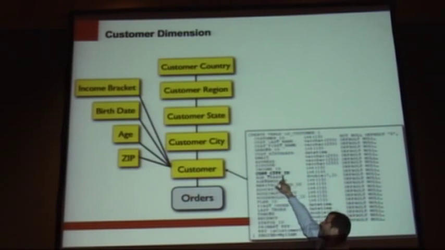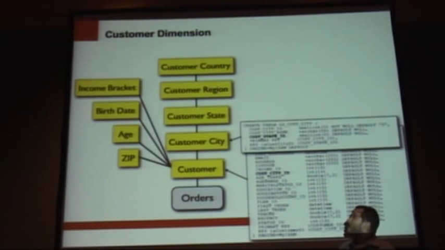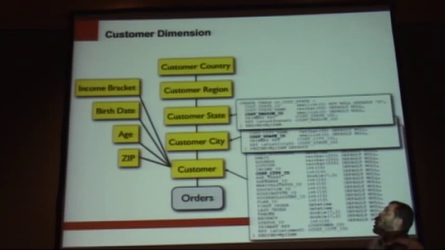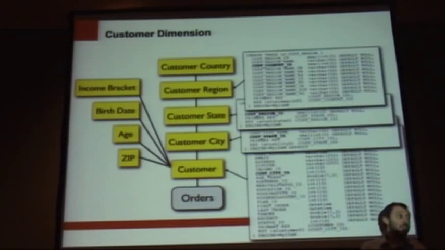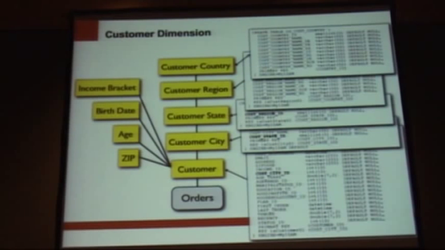If we keep this structure normalized, then we may have a customers table with a foreign key on the customer city. The customer city table will have a foreign key on state, and so on to region, and region to country ID. Fairly simple. And this is a typical normalized environment.